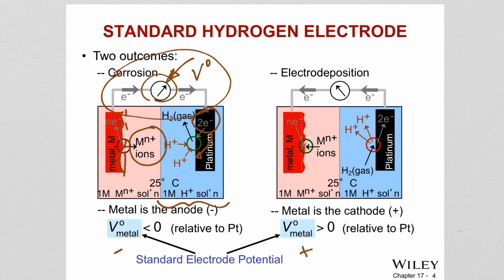But since platinum is what we call a noble metal, it is chemically inert, so the electrons will actually come from the hydrogen gas. The hydrogen gas will provide the electrons to platinum, and those electrons will be transferred to the metal and captured by the metal ions in the solution. They will be reduced on the surface, becoming neutral metal atoms, which are deposited on the surface.